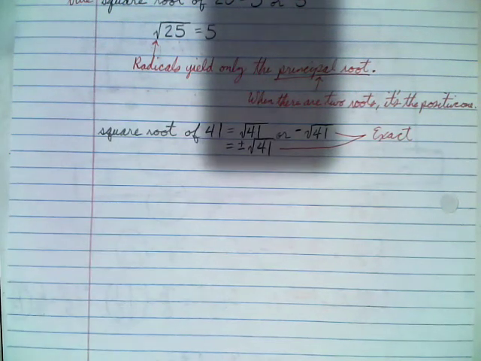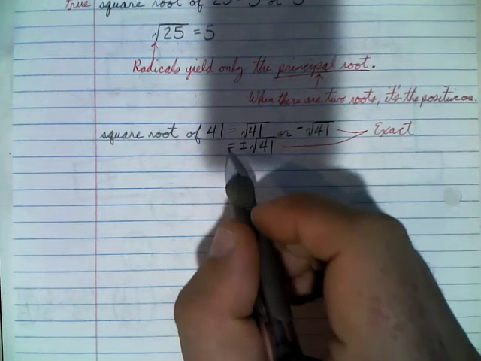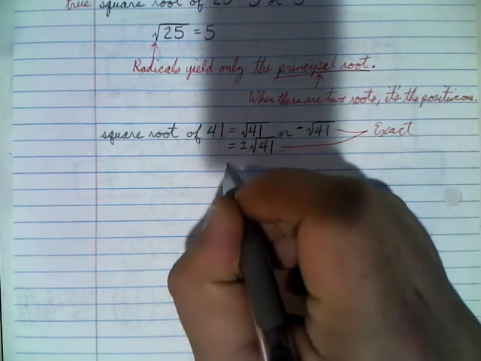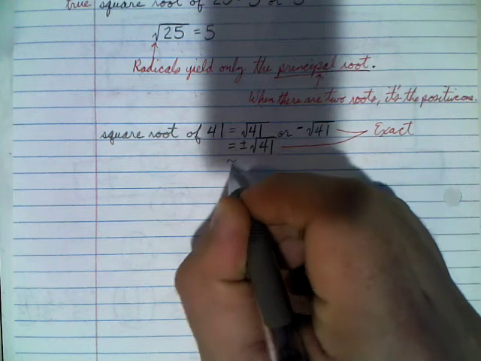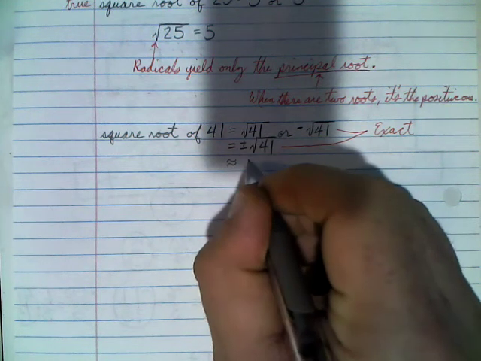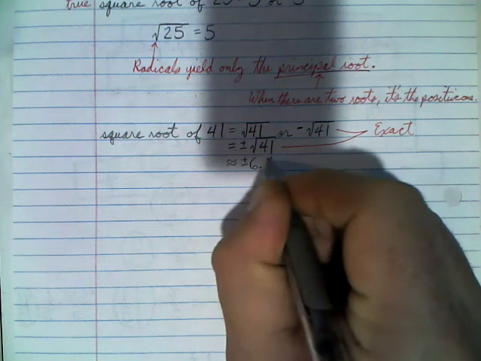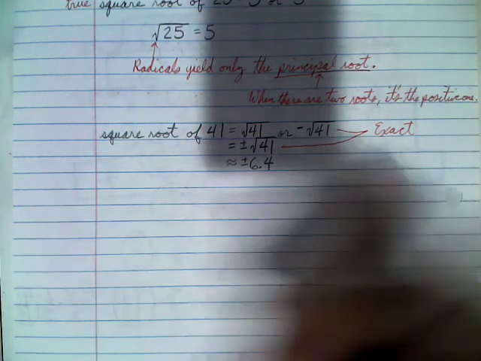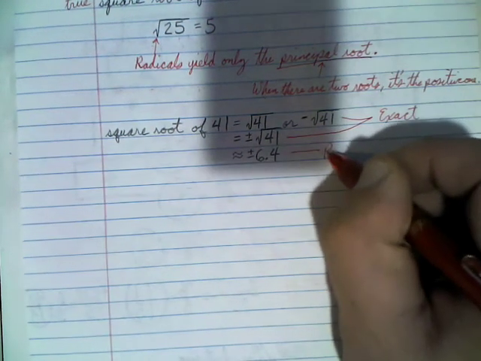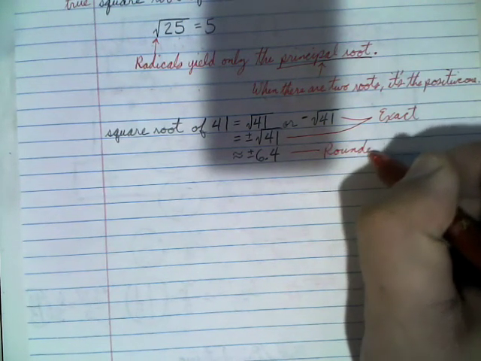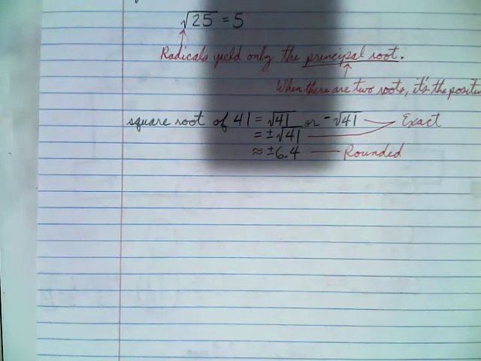So 6.4. Well, ladies and gentlemen, the moment we round, we can no longer in mathematics say that this is still equal. We then have to switch over to the approximately equal to. So we could say that this is approximately equal to plus or minus 6.4. And so this would be our rounded answer. It's not exact, but it's more helpful because now at least it's written like a normal number instead of with the radical sign.